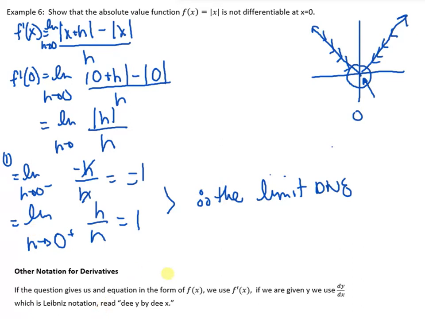We're also going to get into more notation. We talked about f prime at x. When we are given y, we have to match it up to dy by dx. We're going to see that. If we're given f at x, we're going to have to match it up to f prime at x. It depends on what you're given that dictates the notation that we use. And this dy over dx is actually just read dy by dx.